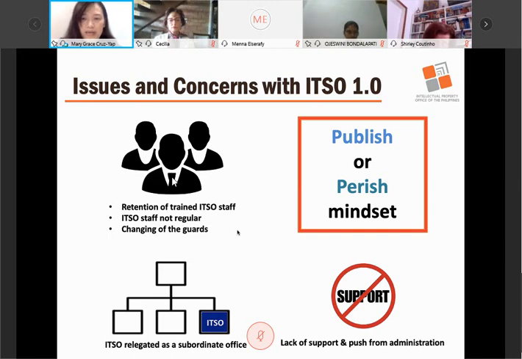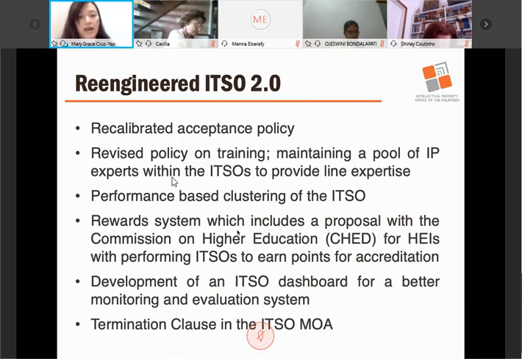The publish or perish mindset was also tackled by Mena earlier. It's the race to publish without thinking about patent protection. So this is also the same here. And we would like to recalibrate the mindset of researchers to think of patents on the get-go and not as an afterthought. So those are the issues, and these are the manner, the suggested program under the ITSO 2.0.